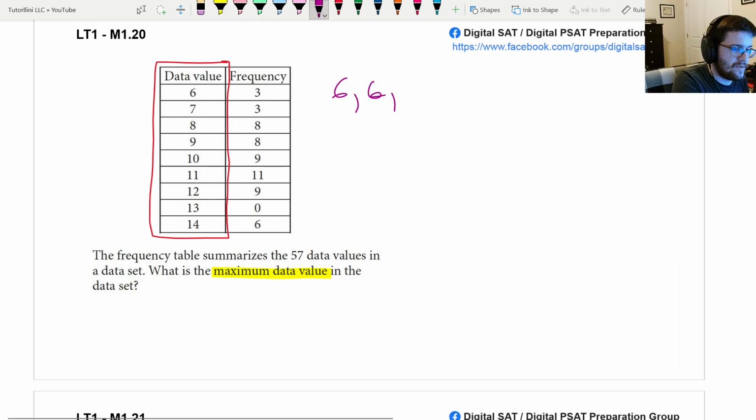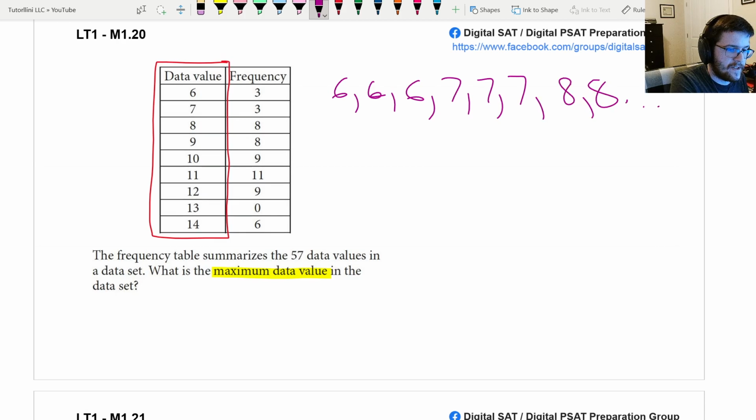1, 2, 3. There's 3 7s. 1, 2, 3. There's 8 8s, etc., right? So all you do for maximum, that's the biggest data value. So you look for the biggest data value. Just make sure it doesn't have a 0 next to it.